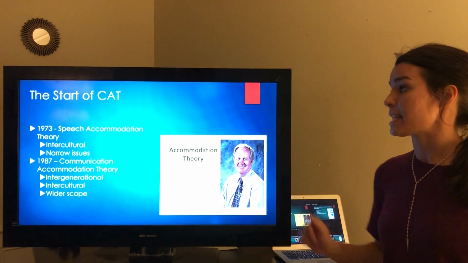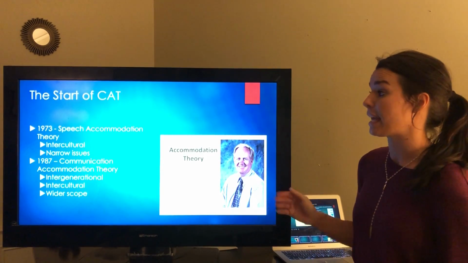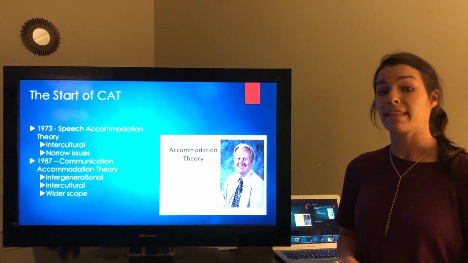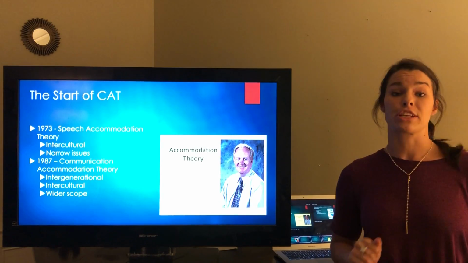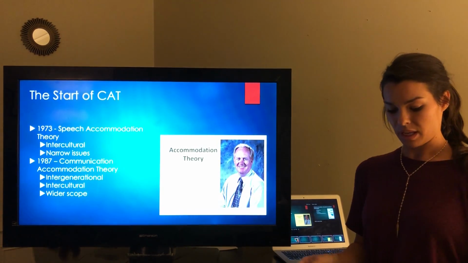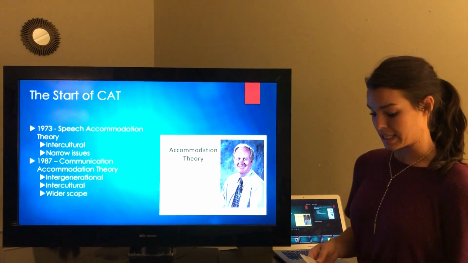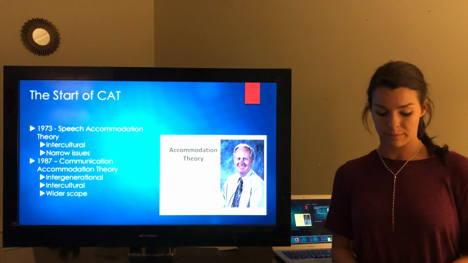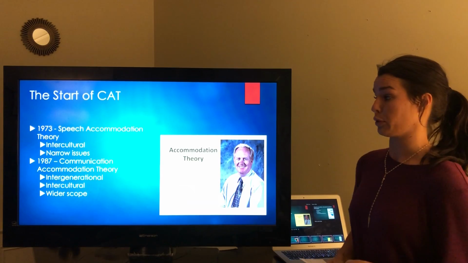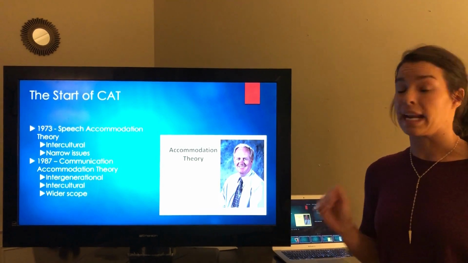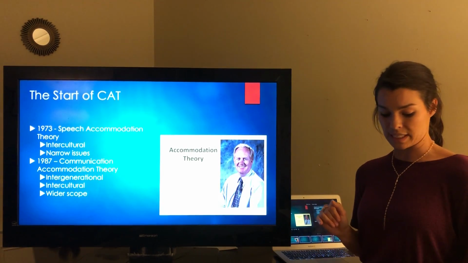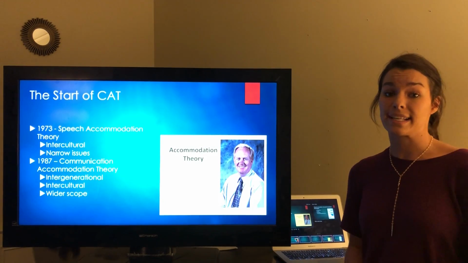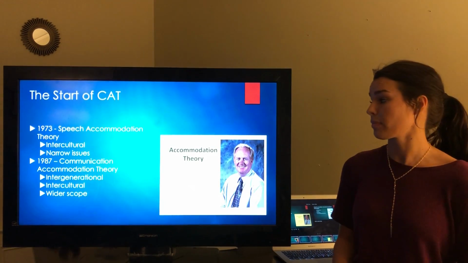This is Howard Giles. He started CAT in 1973. Back then, it was speech accommodation theory. This was defined as two people from different ethnic groups starting to accommodate another's communication in order to seek approval. This was very narrow on the issues and was only focusing on speech rate, accent, and pauses.